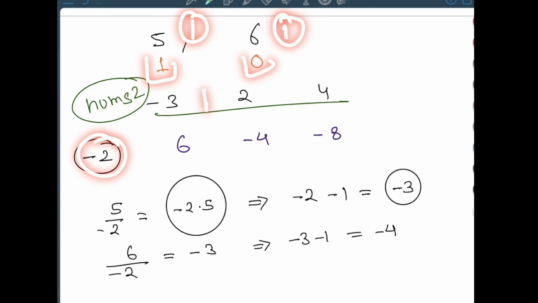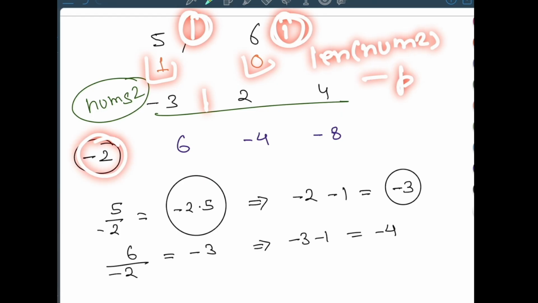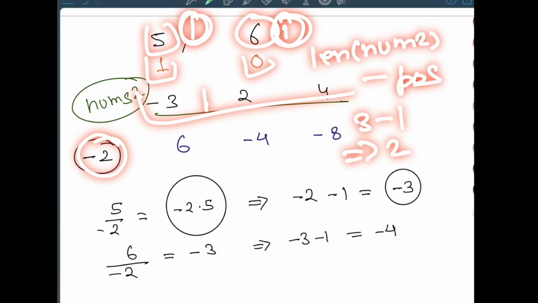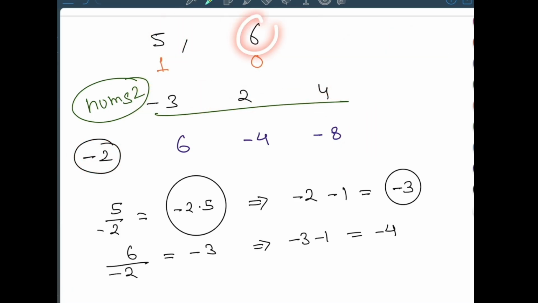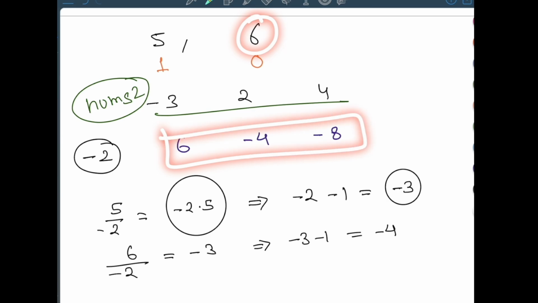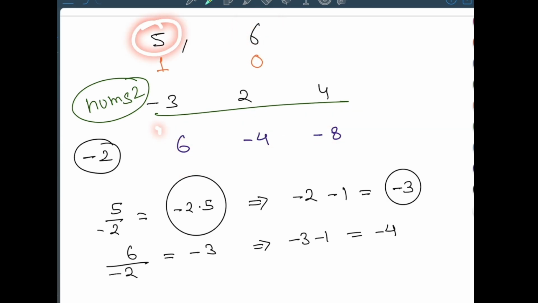And if this is negative, then the formula is length of nums2 minus the position. Length is 3, 3 minus position is 2. So for 5 and 6, for both of them, the answer is 2. But for 6, the answer should be 3. There are 3 products less than or equal to 6. For 5, there are 2 products which are less than or equal to 5. And that is why we are saying that you just take the floor value of it.